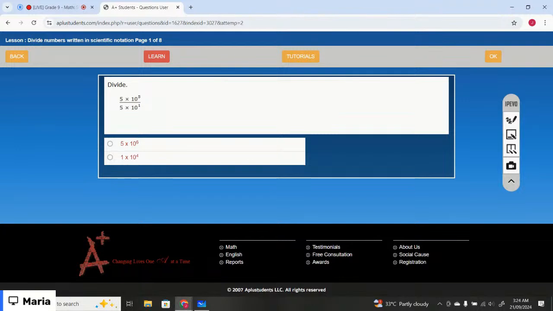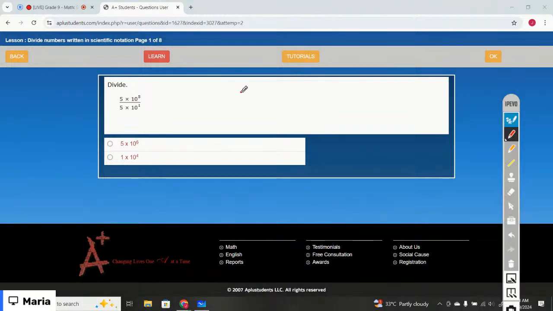Okay, the first one is divide 5 times 10 exponent 5 divided by 5 times 10 exponent 1. So just write them down like this: 5 divided by 5 and 10 exponent 5 divided by 10 exponent 1, right? We know that 5 divided by 5 is 1. Now they have the same bases, right? When the bases are same and they are dividing, you need to subtract their exponents. So that is 1 times 10 exponent 4. Got it? Option number 2 is the correct option.